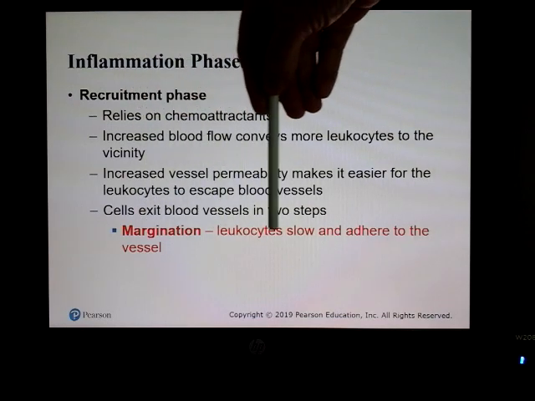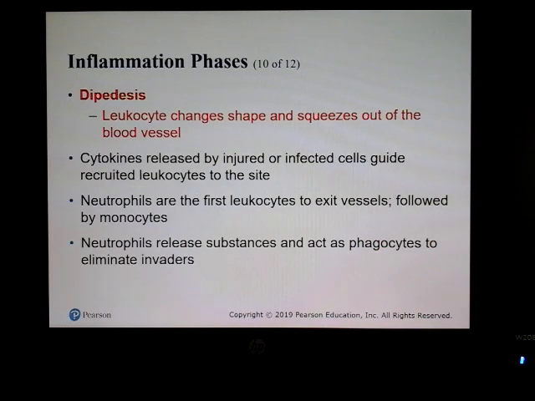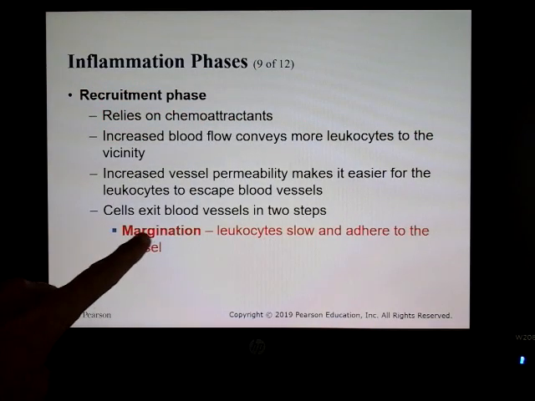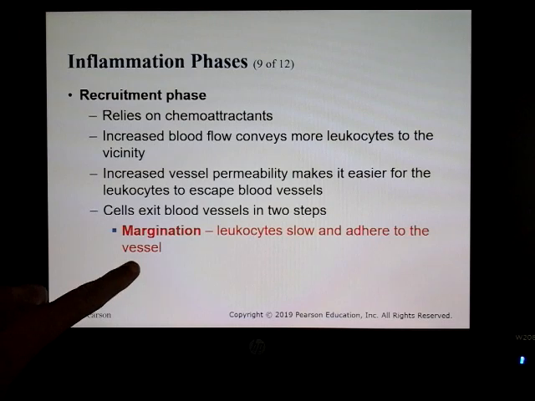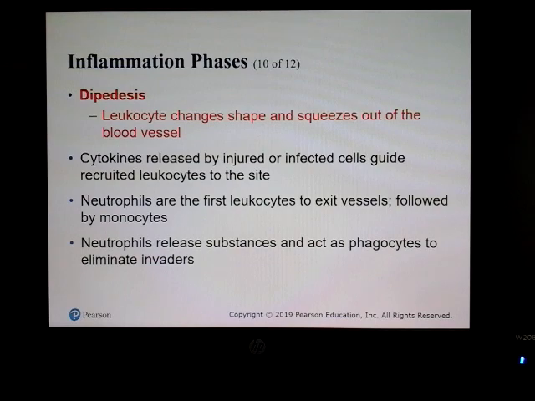Margination is when the leukocytes will slow down and they will adhere to your blood vessel cell wall. Okay, so they're going to start to line up. And then what they do, guys, is they squeeze out of the blood vessel and get to the bacteria, and we call that process diapedesis. So again, guys, margination is when the leukocytes slow and adhere to the vessel, and then diapedesis is when they actually squeeze through to get to the site of the infection.